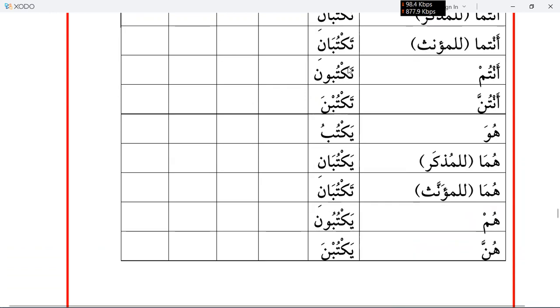Huwa is he: yaktubu, he writes, he is writing. Huma for muzakkar, they both, will be yaktubani. They both are writing. Huma for muannas will be taktubani. Hum will be yaktubuna, for jama, more than two, and that is for muzakkar. Hunna is for feminine, more than two, will be yaktubna.